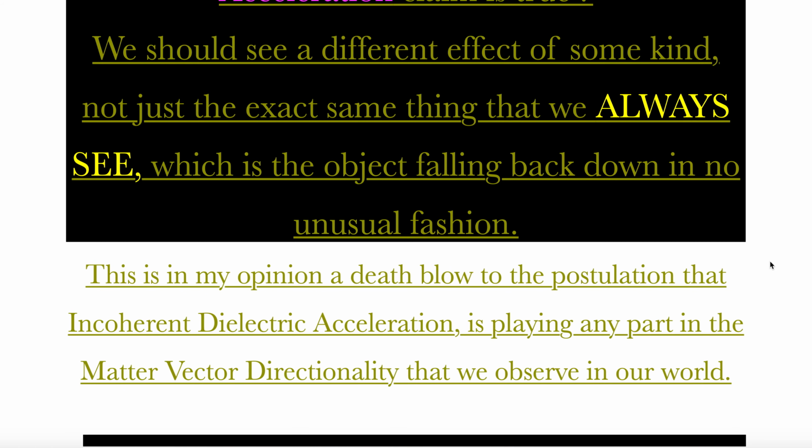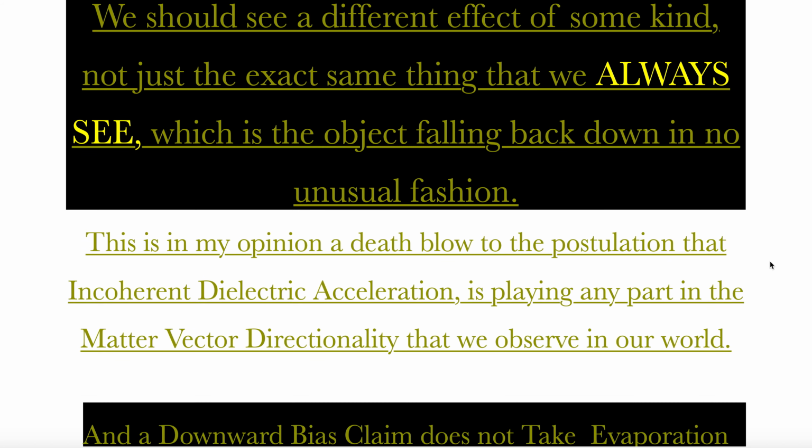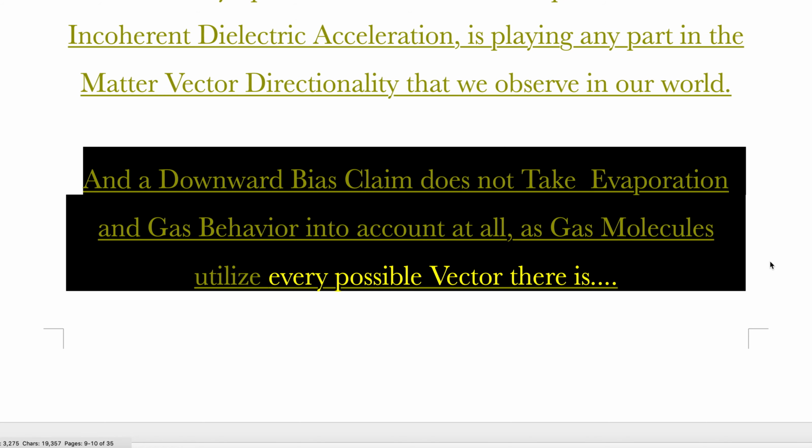This is, in my opinion, a death blow to the postulation that incoherent dielectric acceleration is playing any part in the matter-vector directionality that we observe in our world. And a downward bias claim does not take evaporation and gas behavior into account at all, as gas molecules utilize every possible vector there is.